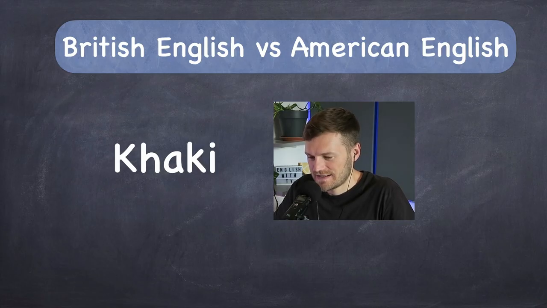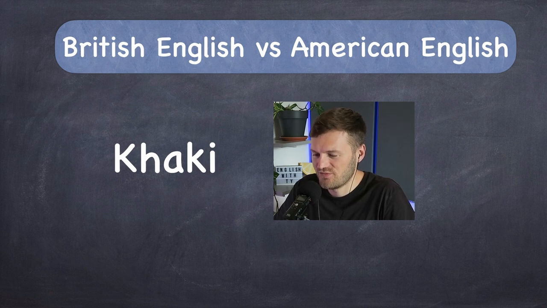"It's the finale." Next up, the next word is spelled K-H-A-K-I. In British English, this would be pronounced "kharki," and in American English, this would be pronounced "khaki." So again, the A in British English is pronounced like an R, and in American English, it's "khaki" with an A.